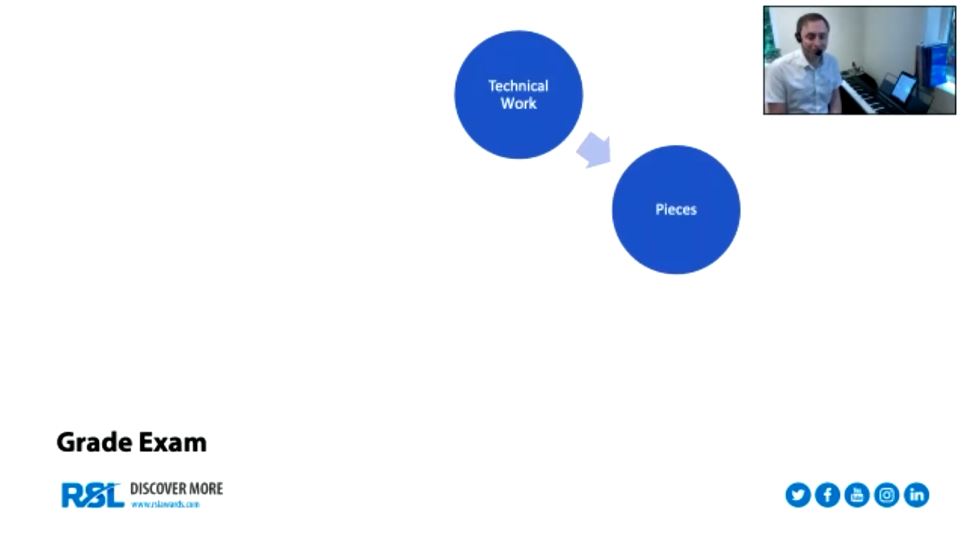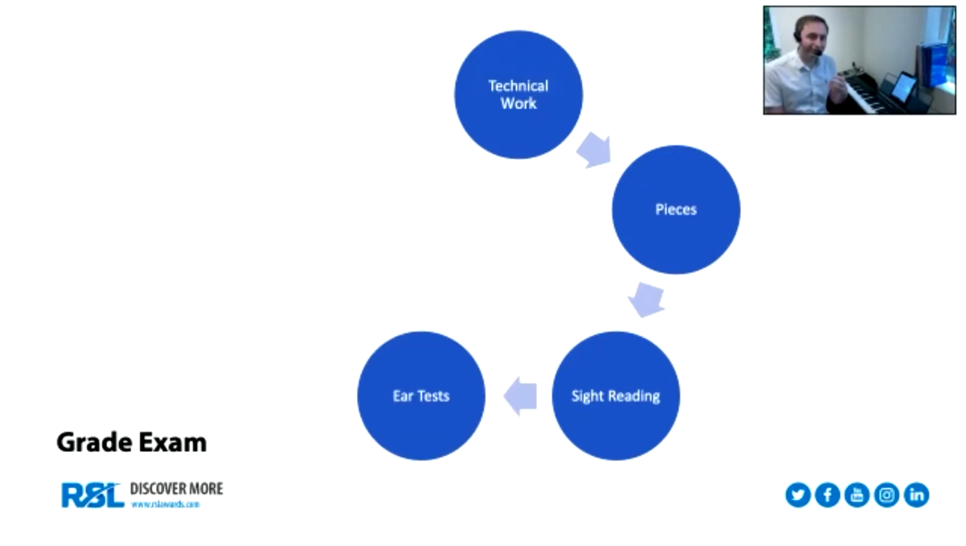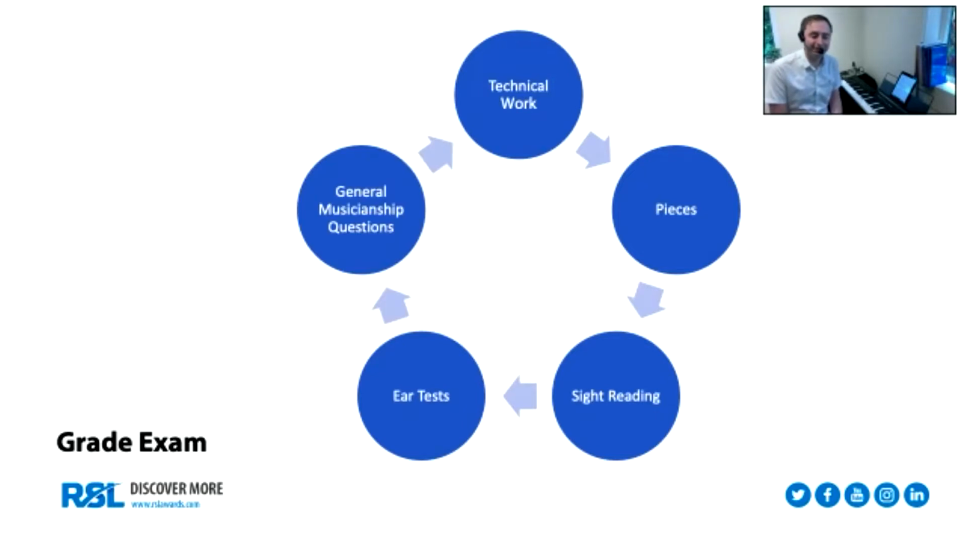We have technical work, which are things such as scales, arpeggios, or broken chords. I'll take you through those in just a moment. We also have pieces. Now, in a graded exam, you'd be expected to play 3 pieces in your exam, just like many other exam boards out there. There's also sight reading. We have ear tests, and also general musicianship questions.